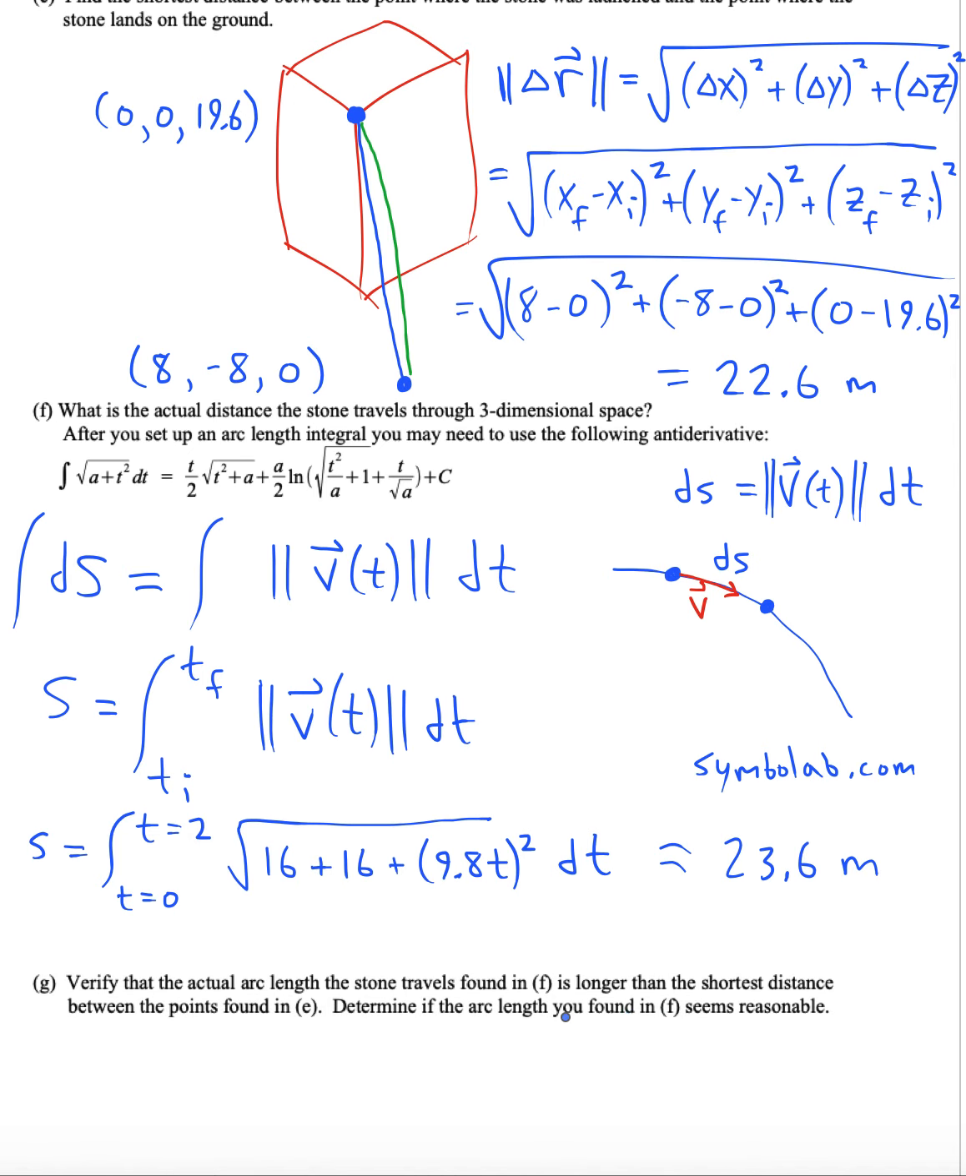Now, as we can see, we can verify that the actual arc length our stone travels is just a little bit longer than the shortest distance between the points that we found earlier. Does it seem reasonable? I believe it does.